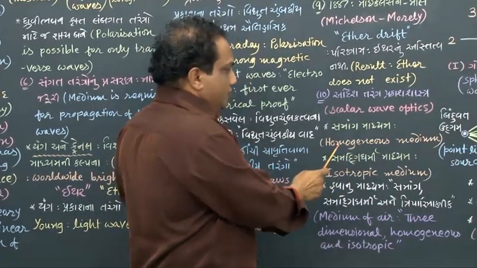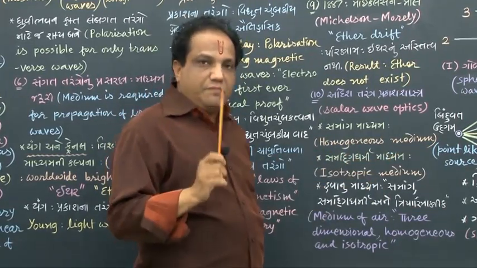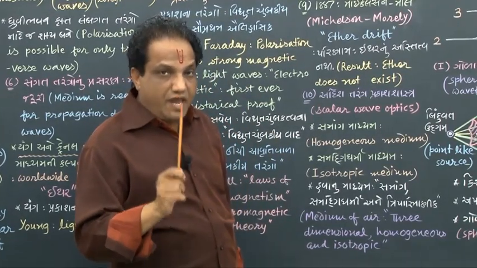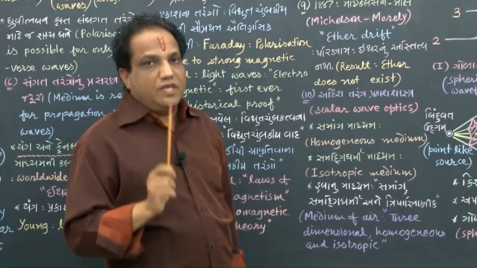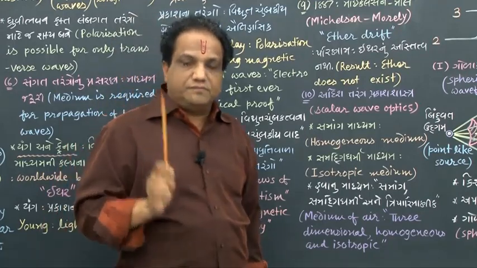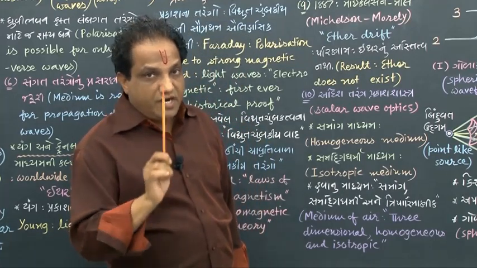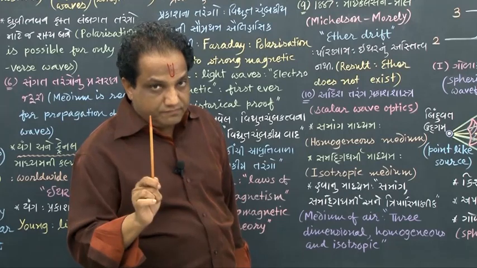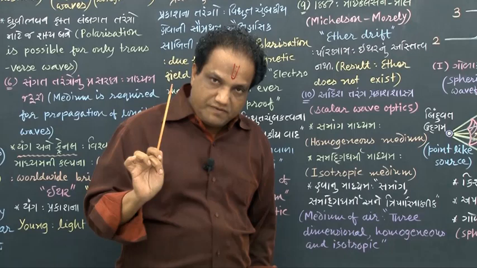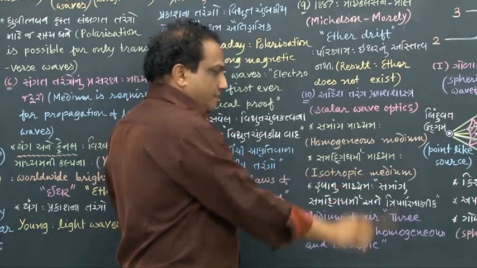First is what is called a homogeneous medium. A medium in which a given physical property is the same at all the points is called a homogeneous medium. I repeat, if a given property is the same at all the points in a given medium, then that medium is called a homogeneous medium. Fine. And what is called an isotropic medium?